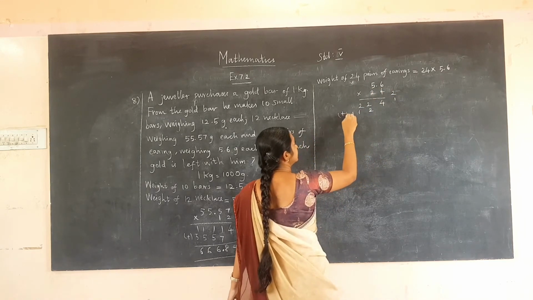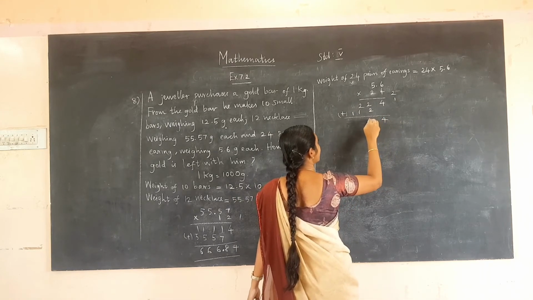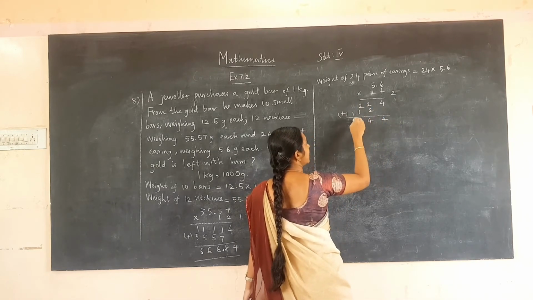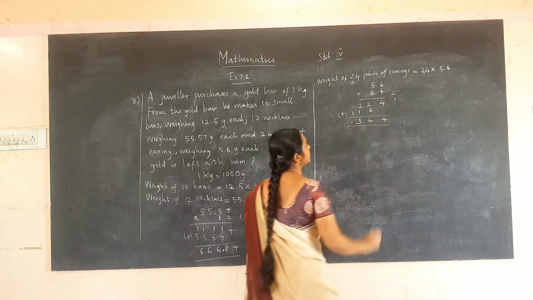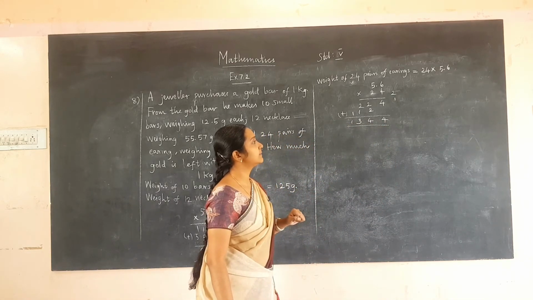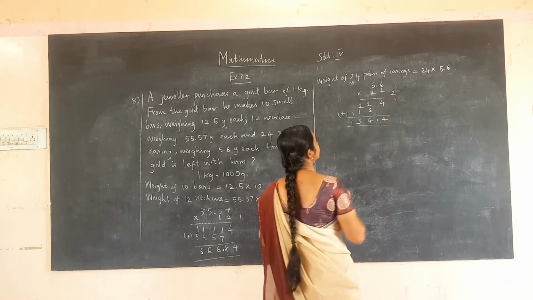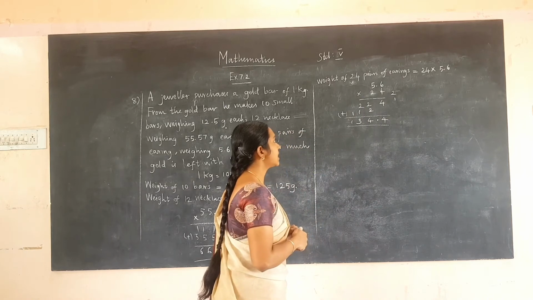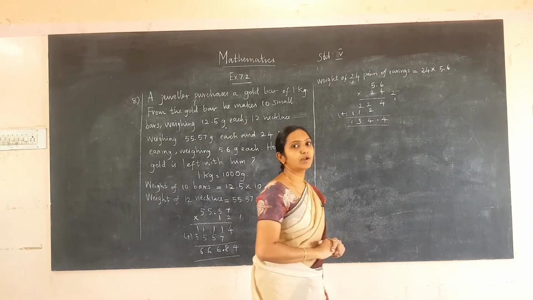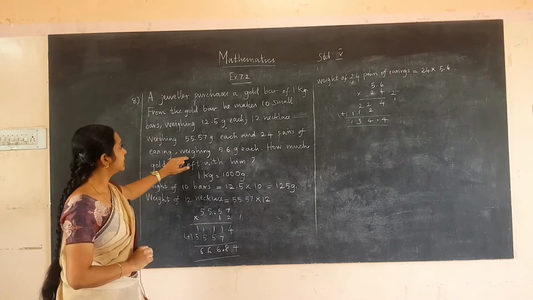Now add. 4 is 4, 2 plus 1 is 3, and here we don't have any number, so write 1 as it is. Now we have to keep the decimal point before 1 place. Here the decimal point is before 1 place, so we also have to keep the decimal point before 1 place. That's all it is given.